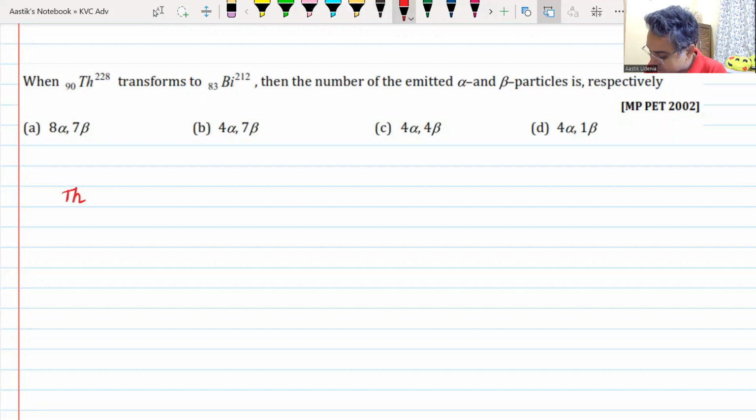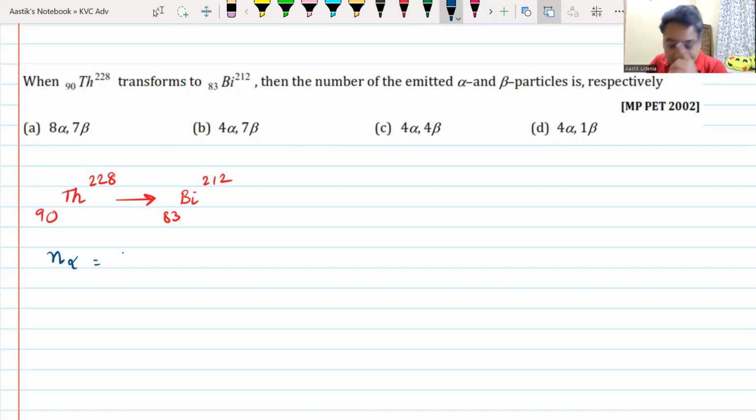I have thorium 228, 90 getting converted into bismuth 212, 83. Now I have already given you the formula to find the number of alpha particles. You just have to subtract A, the original mass number, minus A dash, divided by 4. So it will be 228 minus 212 divided by 4, and I think you will end up with 4 alpha particles, my dear friends.